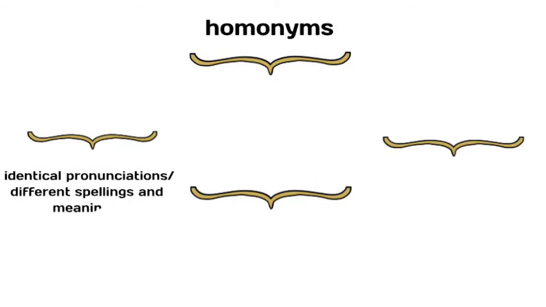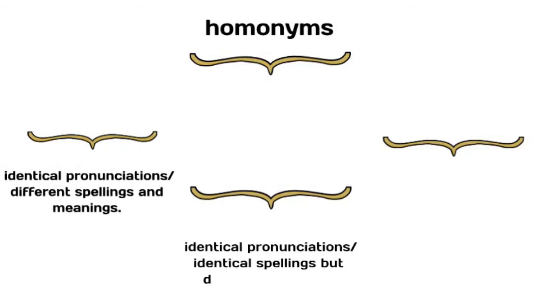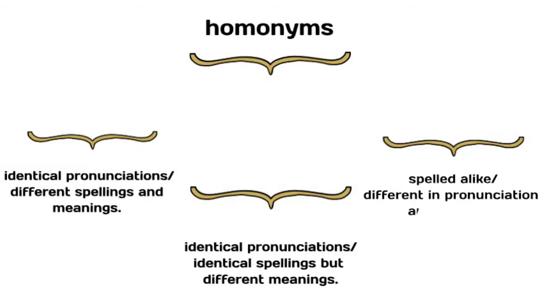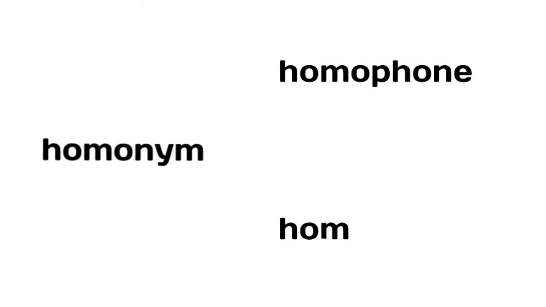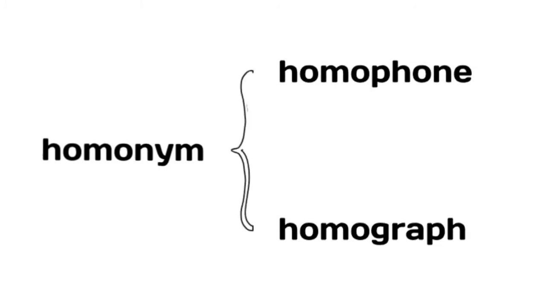Homonyms seem confusing to understand because they could be referred to as three distinct classes of words. Homonyms may be words with identical pronunciations but different spellings and meanings. Or they may be words with both identical pronunciations and identical spellings, but different meanings. And finally, they may be words that are spelled alike, but are different in pronunciation and meaning. Now, the definition of a homonym is a word that is both a homophone and a homograph.